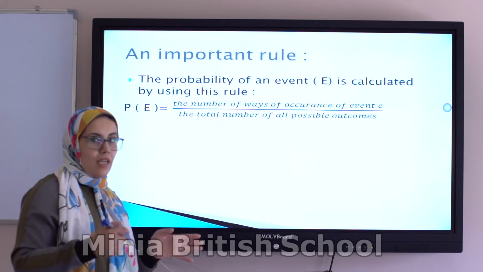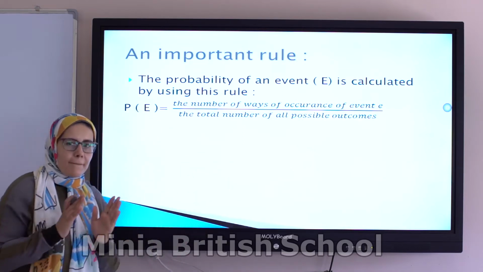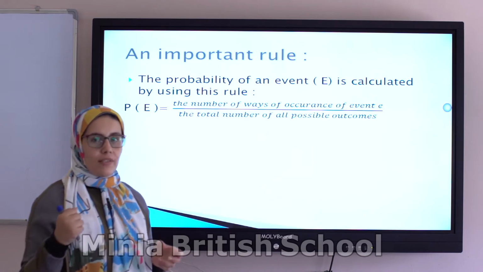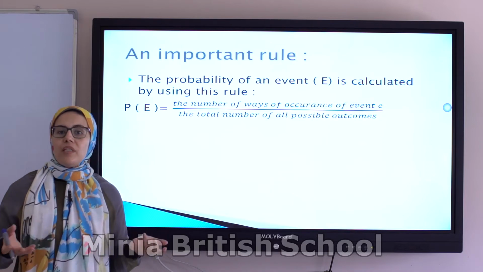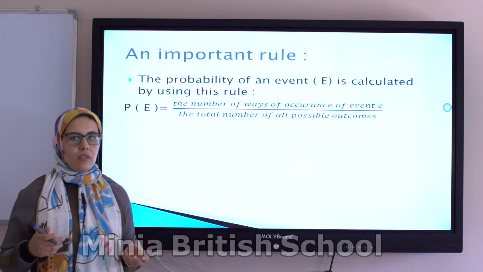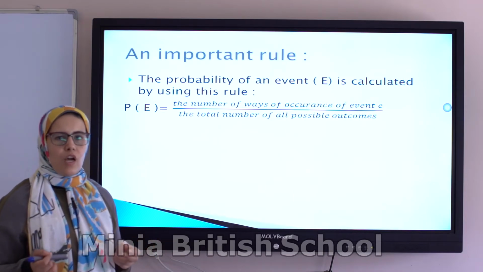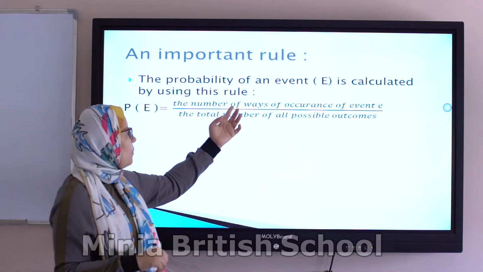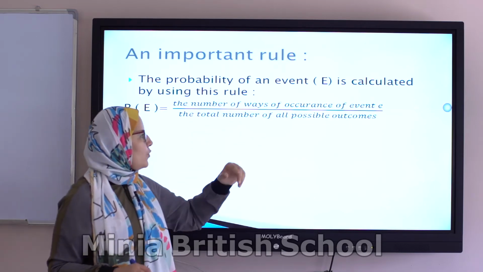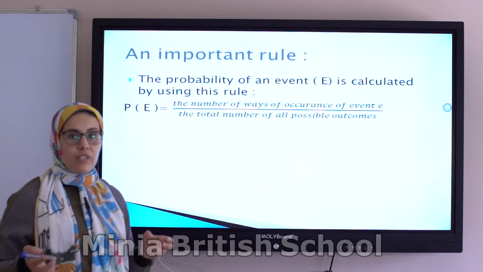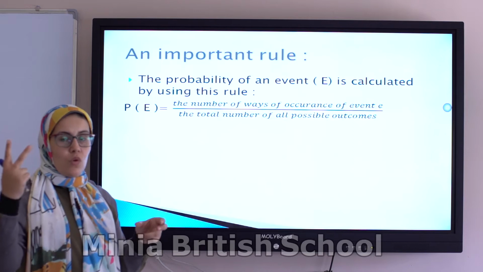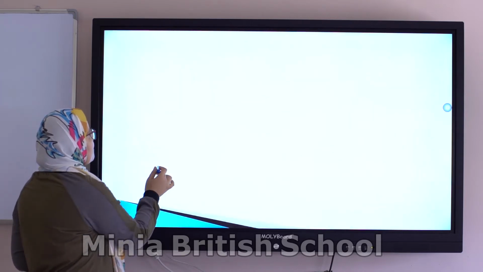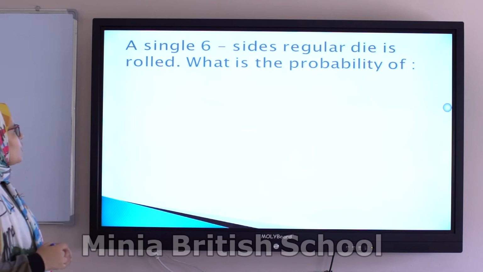What is the meaning of this? We will see an example. If we have a coin, how many faces does this coin have? This coin has 2 faces, head and tail. So the probability of the head is what? The head will appear how many times? 1. Here we have only 1 head, so I will write 1 over the total number of all possible outcomes for the coin. How many? 2 only. Maybe tail, maybe head, so 2 possible only. So it will be 1 over 2. Let's see. Here we have an exercise for this.